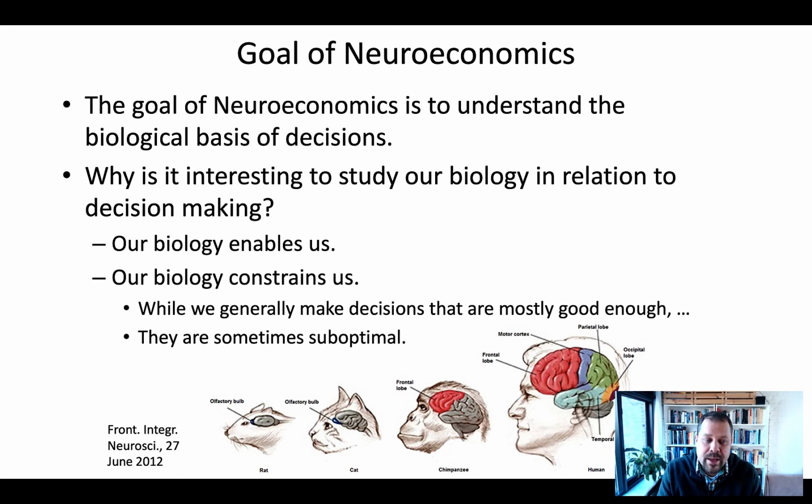So why is it even interesting to study our biology in relation to decision making? Well, on the one hand, our biology enables us, right? So we have these brains with many interacting neurons. Well, there are 86 billion interacting neurons, as you'll see in the next slide. And they allow us to make relatively complex decisions. They allow us to keep things in memory. They allow us to pay attention to specific aspects in the environment. And these neurons interacting with each other allow us to plan ahead into the future. And so all of this enables us to make specific decisions.